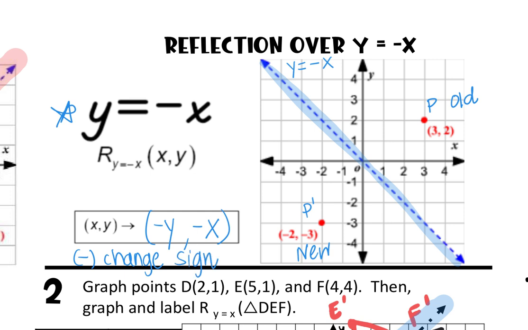Ok, so para la última reflexión que vamos a aprender, lo único que vamos a hacer para sacar nuestro punto, el punto nuevo, es hacer el cambio de posición, pero también el cambio de signo. Vamos a hacer las dos cosas, ok? So vamos a practicar eso.